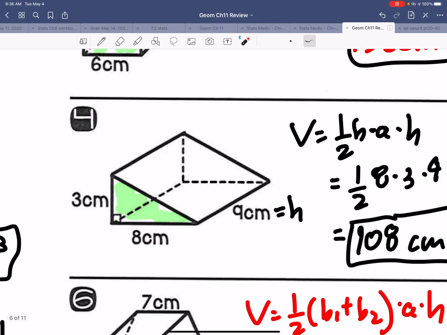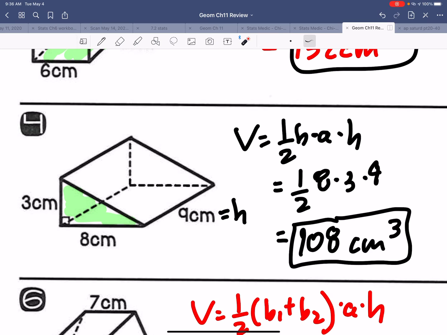Question number 4, we have a right triangle, and that's prism is made by stacking these triangles, a horizontal height of 9. So the area of this triangle would be base times width, or base times altitude divided by 2. Notice it would be a rectangle and then they cut it in half. So 1/2, 8 times 3 times the height of 9, and we get 108.